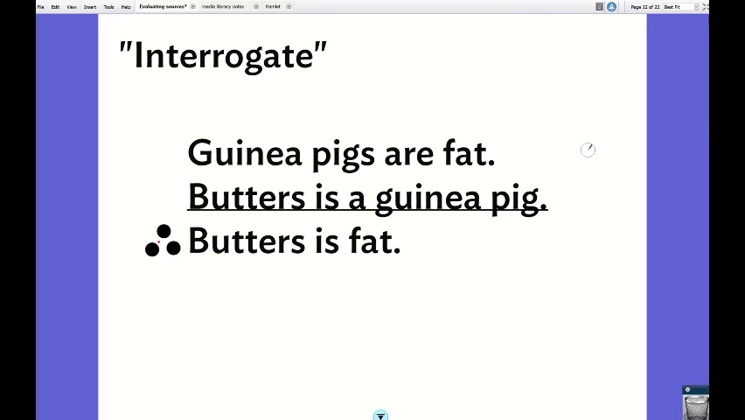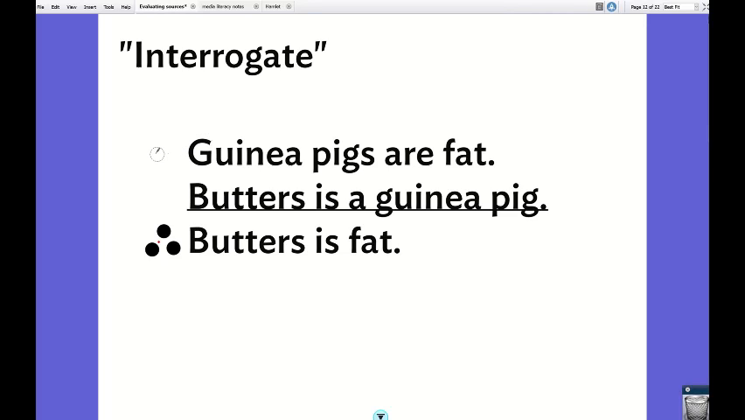A good strategy is to look back at what premises or what evidence the person is trying to use to reach that conclusion. Because then, rather than just questioning the outcome, the overall claim, you're actually thinking critically. Instead of just denying an idea, you are breaking down that argument and evaluating its different pieces. Maybe some of those points are good, like Butters truly is a guinea pig. But maybe there are other claims that are part of the argument that are problematic, like guinea pigs are fat.